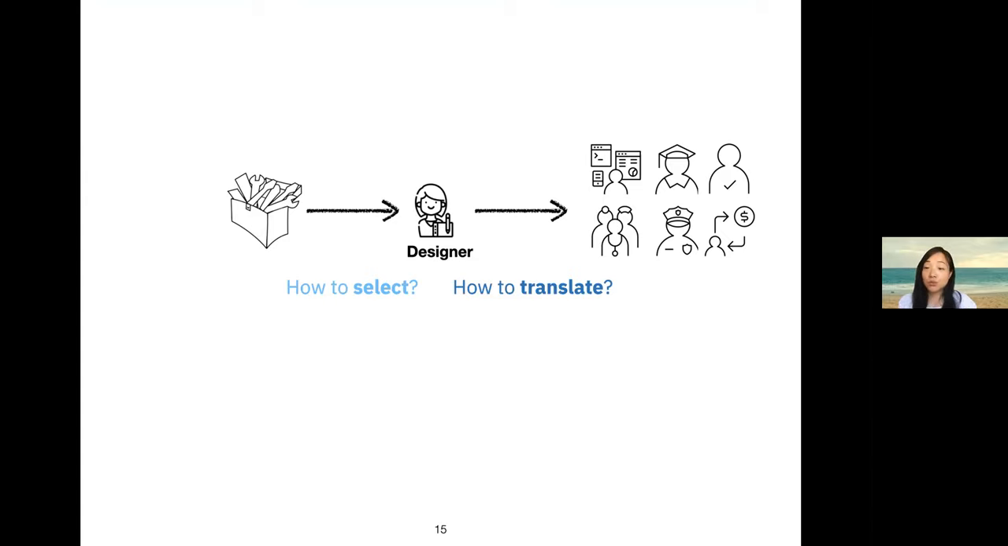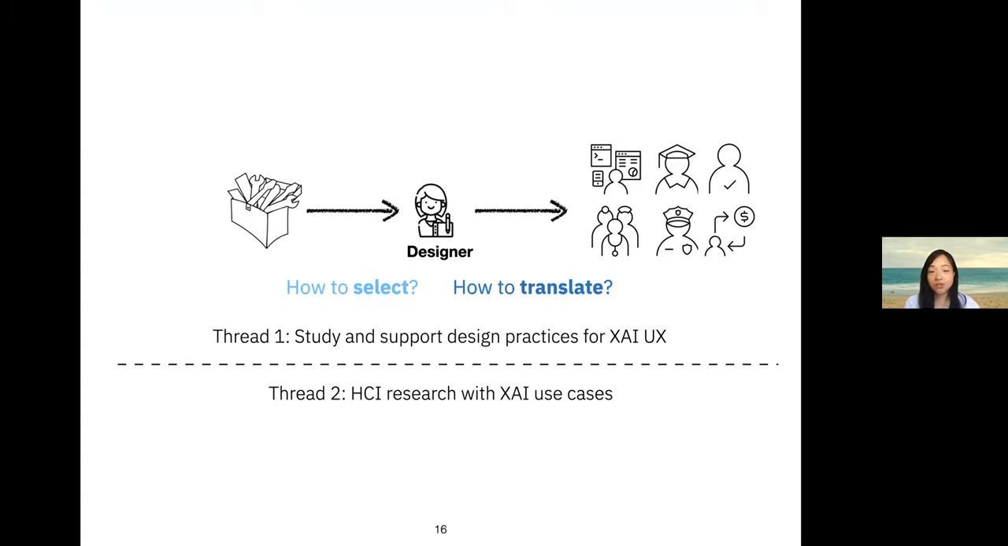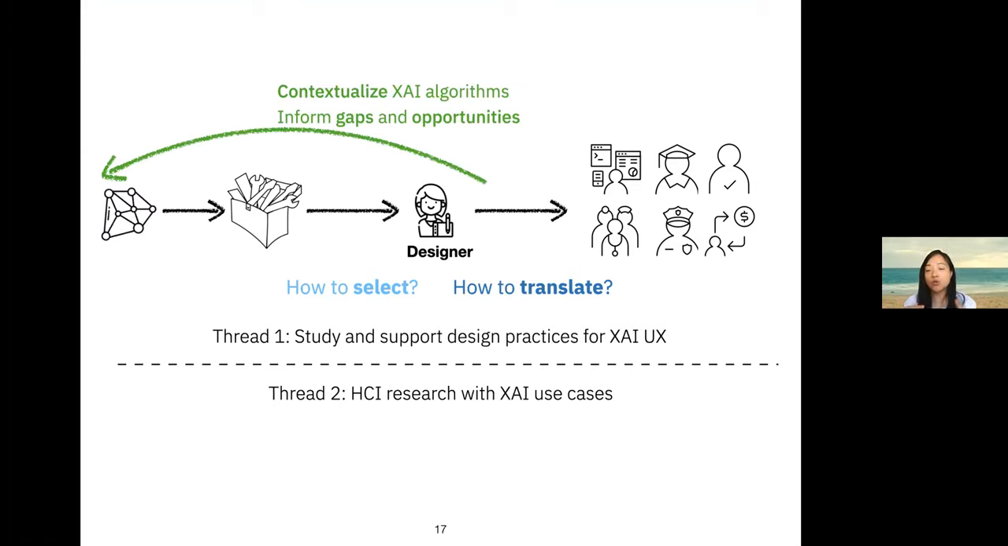To answer those two questions, we do two lines of research. One is we study the design practice, understand this design space of XAI, and try to help develop design methods. In another thread, we do this selection and translation work ourselves. So we looked into different XAI use cases, we designed a system, we studied the user interaction. By doing work in this in-between space, we also hope to bring real-world insights back into the technical AI community. One is to contextualize XAI algorithms, what kind of places they might work, where they may fall short, and also to inform where are the gaps and opportunities for new algorithmic research.